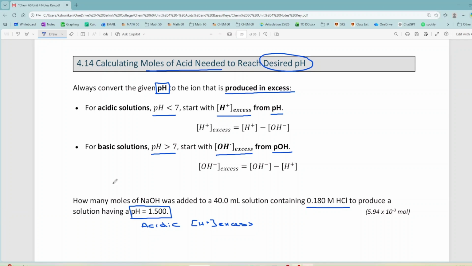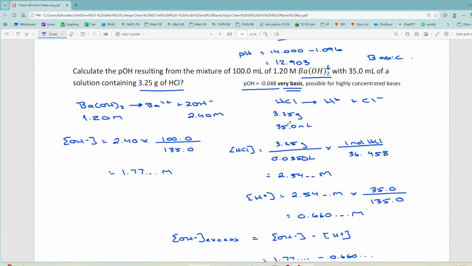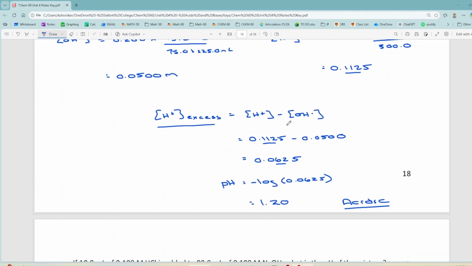I was panicking, so I was like, didn't we do one with hydrogen ions in excess? I only did two with hydroxide ions in excess. I had to scroll back a little bit. One more. Here we go.